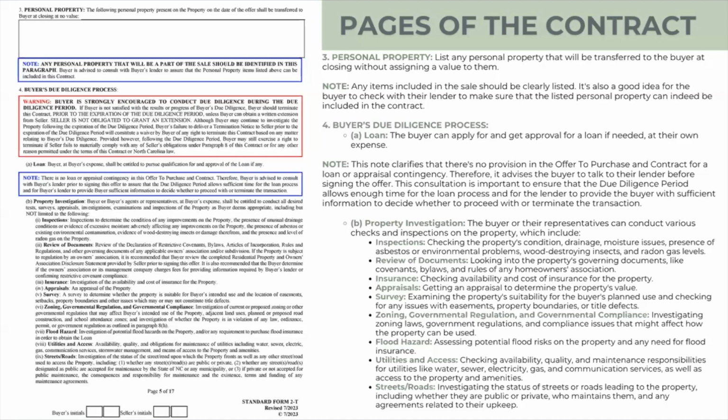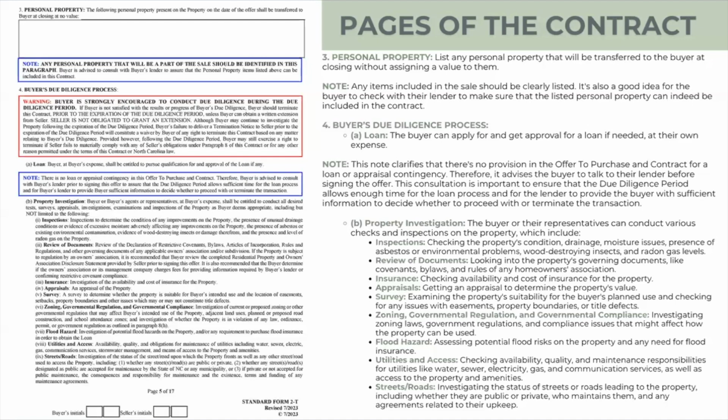Number 4 is the buyer's due diligence process. So the buyer can apply for and get approved for a loan if needed at their own expense. There's a note that clarifies there's no provision in the offer to purchase and contract for a loan or appraisal contingency. Therefore, it's advised that the buyer talk to their lender before signing an offer. This consultation is important to ensure that the due diligence period allows enough time for the loan process and for the lender to provide the buyer with sufficient information to decide whether to proceed or terminate the transaction.